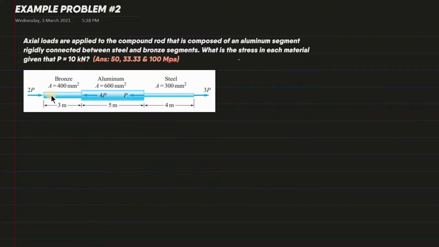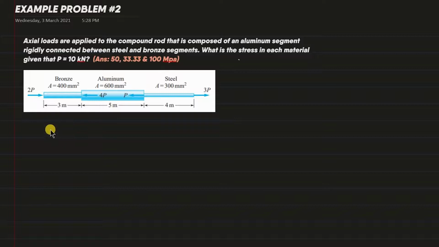Here, meron tayo ditong bronze na bar, tapos aluminum, tapos meron tayong steel. At kung makikita nyo, tatlong iba't ibang material with different cross-sectional areas. Ito 400 mm squared, ito 600 mm squared, ito 300 mm squared. Ngayon, ano daw yung stress in each material, given that P is 10 kilonewtons? Okay? So, pwedeng i-substitute mo na yung 10 before tayo mag-solve or sa final answer na lang natin to ilagay. Pero in this case, I think it would be better if ilagay na natin sila.